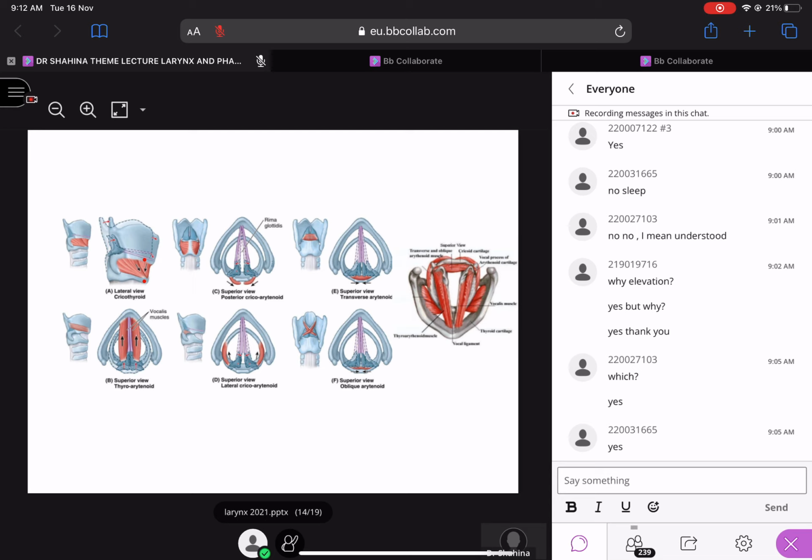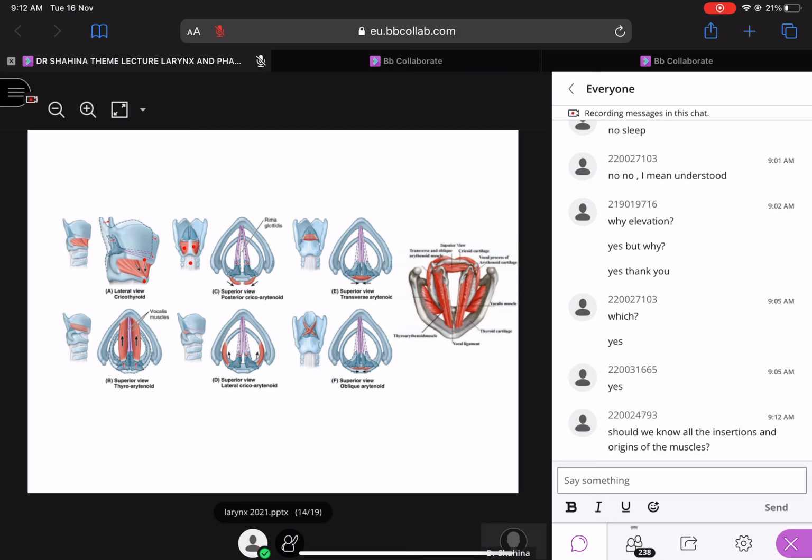Now look at this picture. This is the posterior side. This is the lamina of the cricoid cartilage, and you can see this muscle on the posterior side. Posterior to what? The cricoid. So, posterior crico. Now this is going to the arytenoid, the lateral part, that is the muscular process. So I will go back. Just keep this picture in mind.